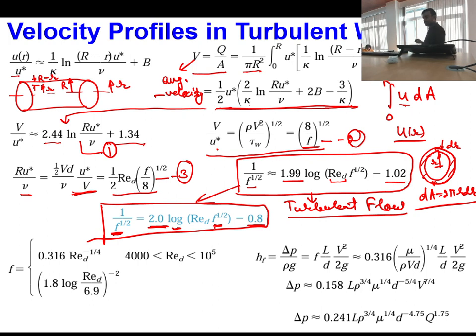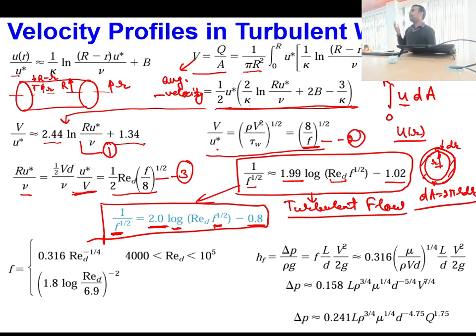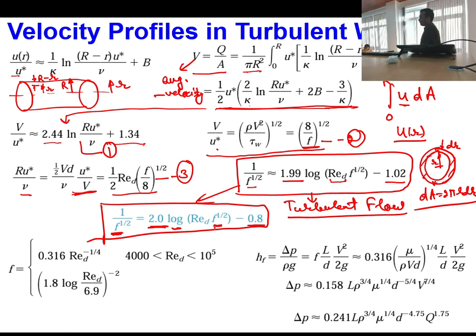So I have to try some advanced mathematical tools or iterative procedures in order to find the value of f from this equation. Is this point clear? Because f is appearing on the left side as well as inside the log on the right side, this equation is a bit lengthy for doing routine calculations of pressure drop.